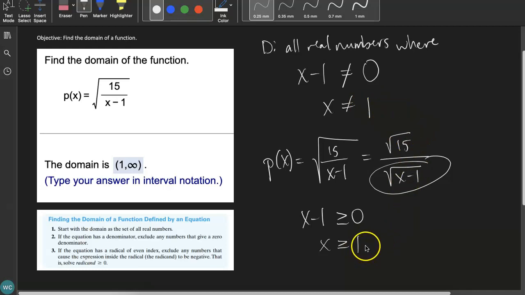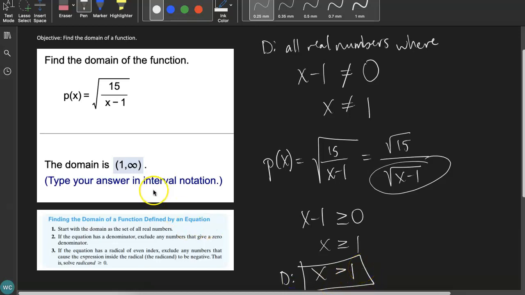Together, what we get is that x must be greater than 1. And if you're wondering why, it's because we can't have x equal to 1. If x equals 1, we're dividing by 0, and that can't happen. So I don't want to include the 1. So altogether, the restrictions say that the domain is such that x is greater than 1.